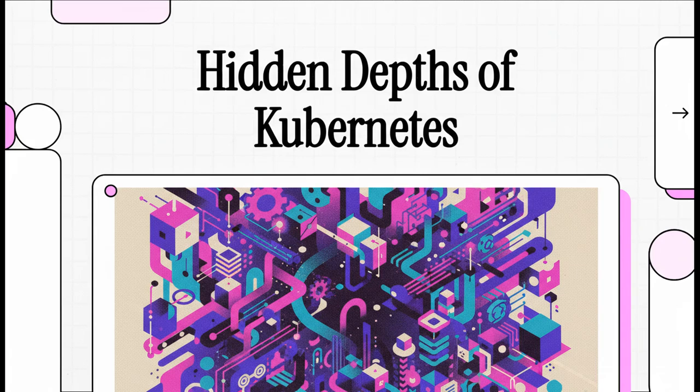All right, techies, welcome. So today, we're going to go way beyond the basics of Kubernetes. I'm not talking about pods and deployments. You already know that stuff. We are diving deep into some of the powerful, kind of lesser-known features that will seriously level up your skills.